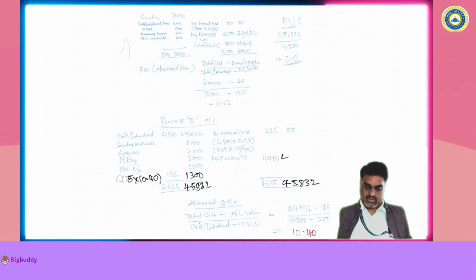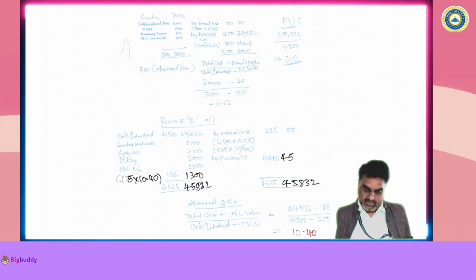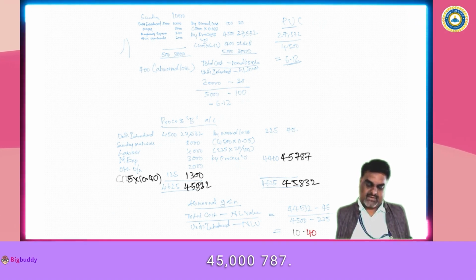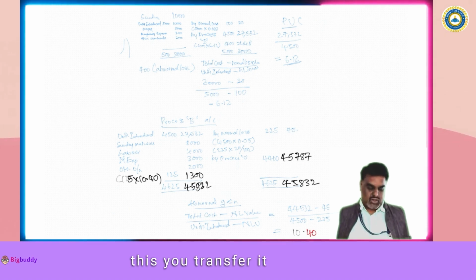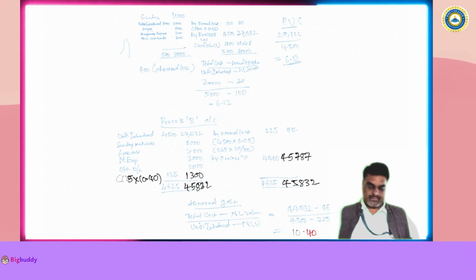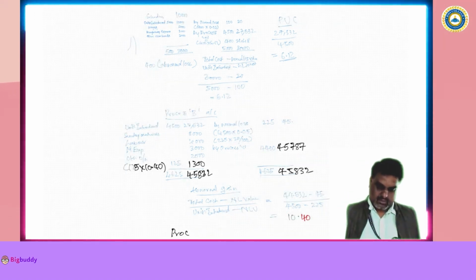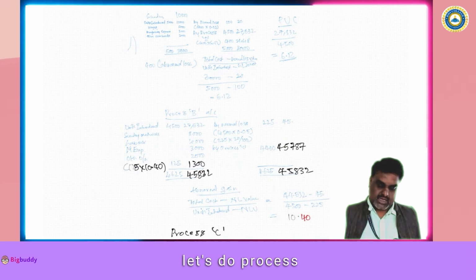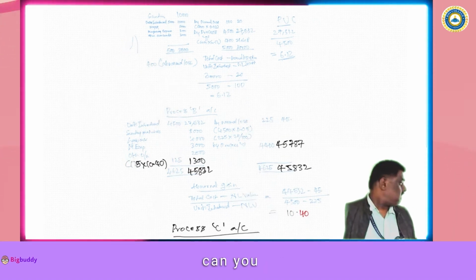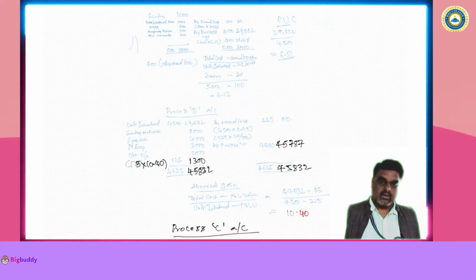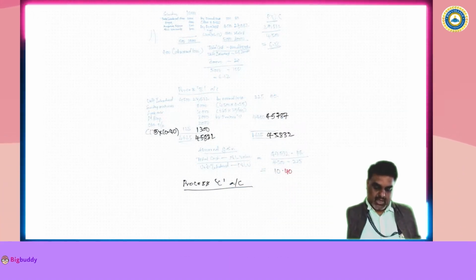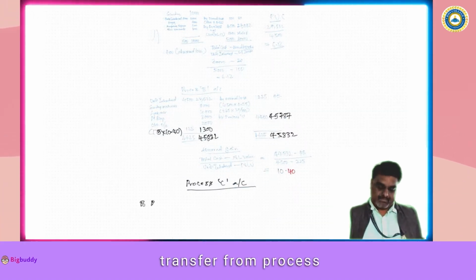Difference? 45,787. Now this you transfer to process C. Let's do process C. Is this better? Can you see it? We'll go up. Wait. Process C, transfer from process B.